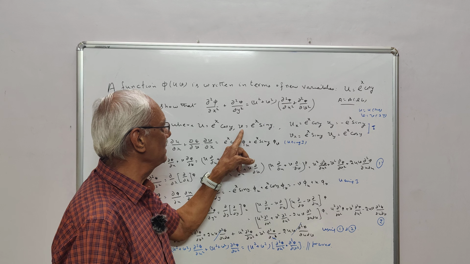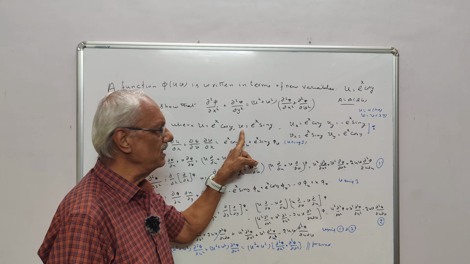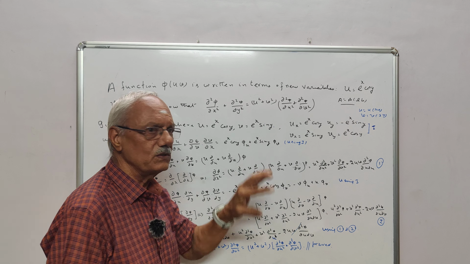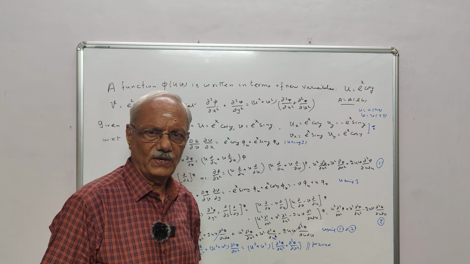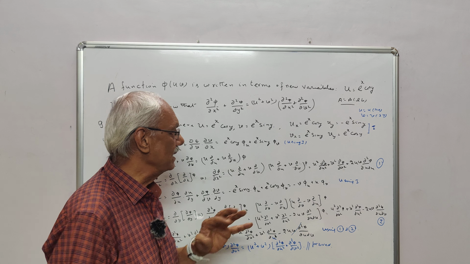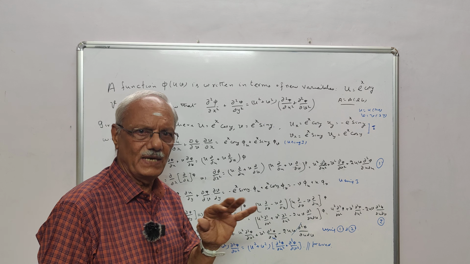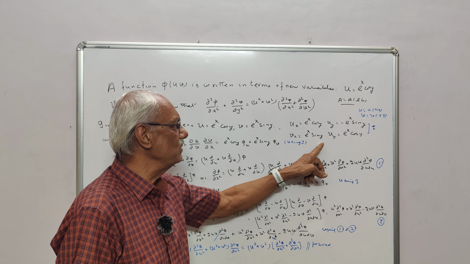Coming to V_x, what is this V? V is e to the power of x sine y. You take the derivative of V with respect to x. Then e to the power of x, you have to differentiate e to the power of x. Leave sine y as a constant, don't do anything to it. So this is e to the power of x. If you differentiate with respect to x, it remains the same. So e to the power of x into sine y.